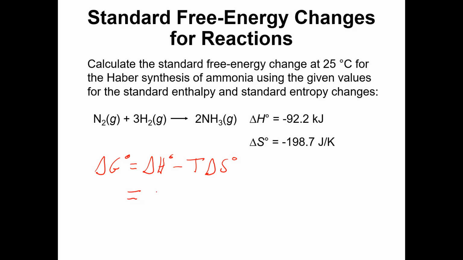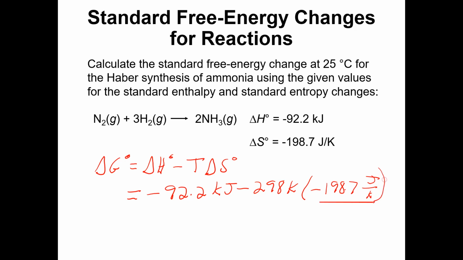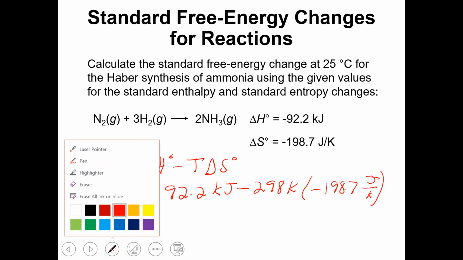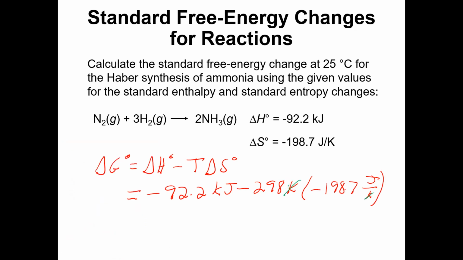So if we plug in our delta H naught and our T, so 25 plus 273 gives us 298 Kelvin. And then our delta S naught, so we have negative 198.7 joules per Kelvin. So we know that Kelvin will cancel with Kelvin, since we have Kelvin on the top and Kelvin on the bottom.